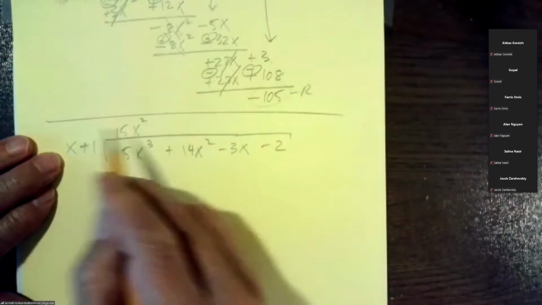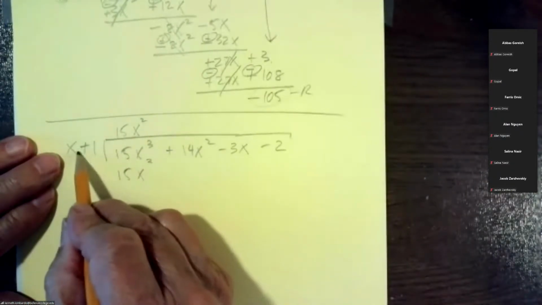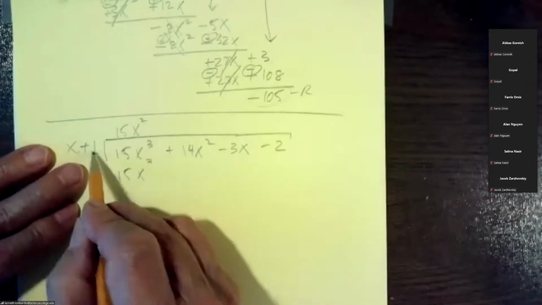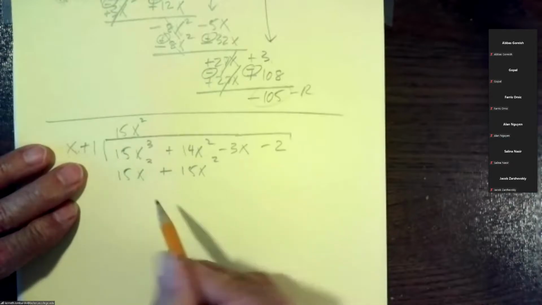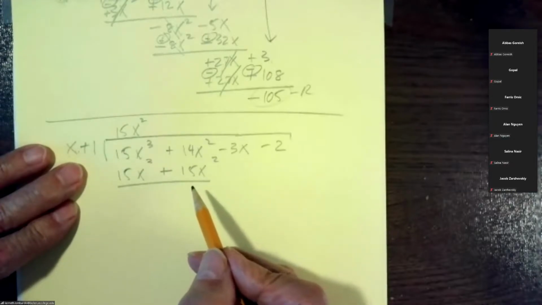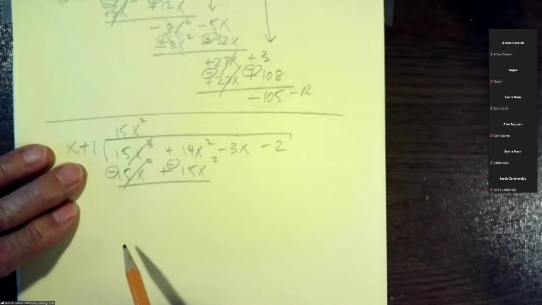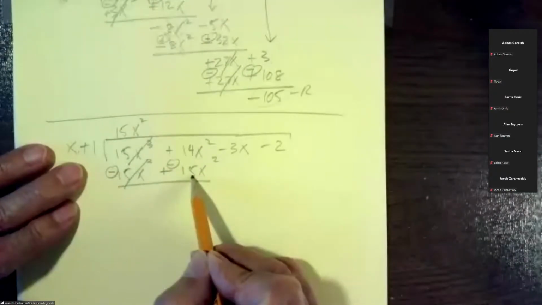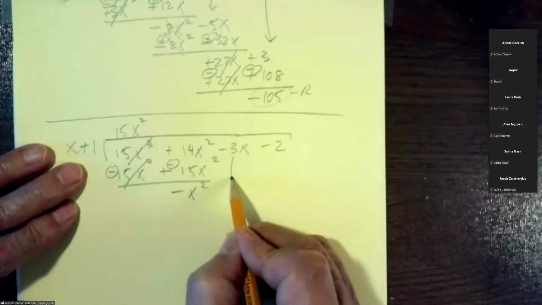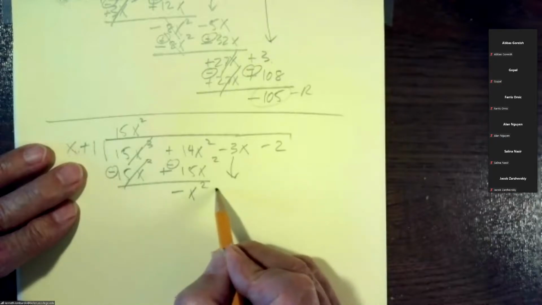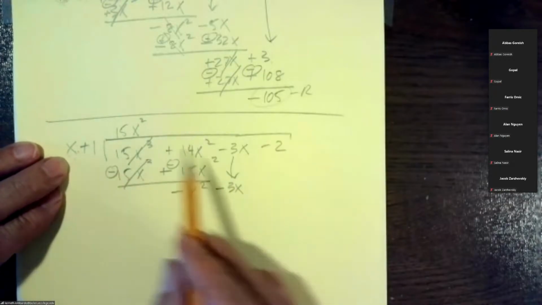15x squared times x gives me 15x cubed. Common base is x. Add 2 and 1, we get a 3. Plus 15x squared. And then we subtract. So we're going to change those signs to subtract. Those will cancel. 14 and 15. So we're going to get a negative x squared. Bring down the next term, which is negative 3x, and repeat. So x goes into negative x squared.